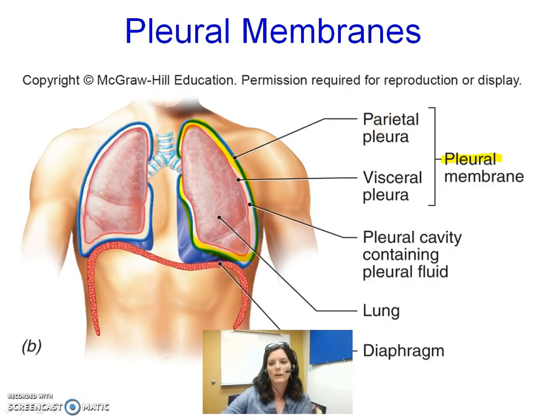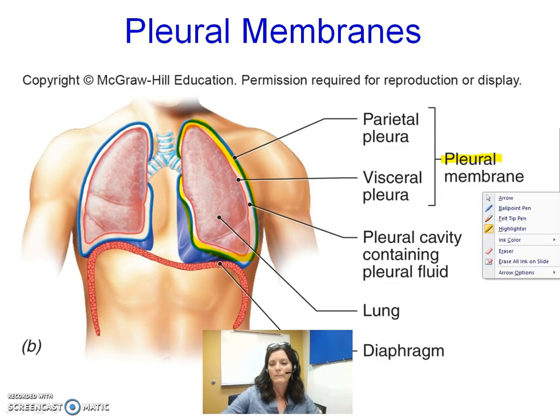So let me go back here and I'll show you. So the pleural membrane, we said, was around the lungs. We said also that these serous membranes are double layered. So let's talk about that double layer really quick, because that's going to matter a lot.